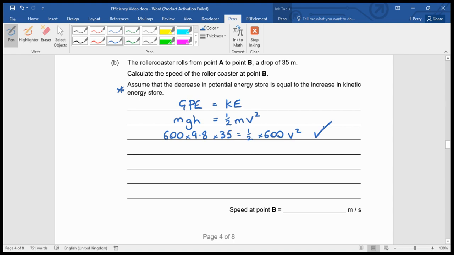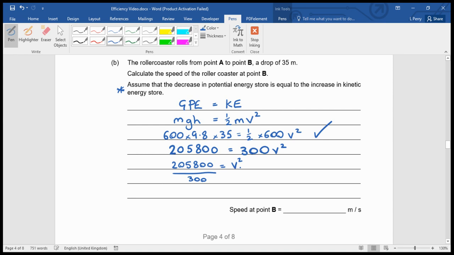I'm now going to simplify the left-hand side. So in my calculator, I'm going to do 600 times 9.8 times 35. So the left-hand side becomes 205,800. The right-hand side, I can simplify this bit. Half of 600 is 300, v squared. I now need to get v squared on its own. V squared is currently times by 300, so I'm going to divide by 300 to get rid of it. So divide 300. That equals v squared.